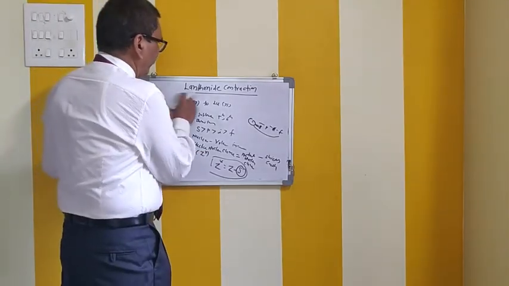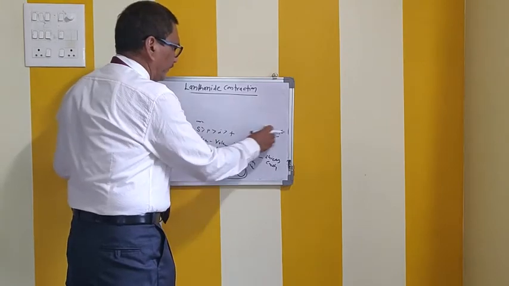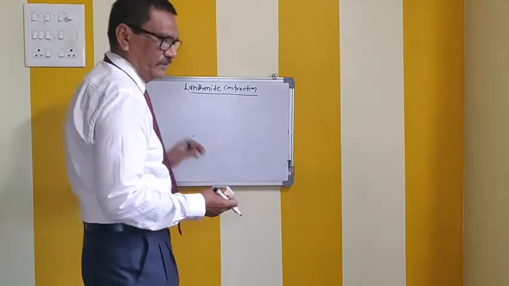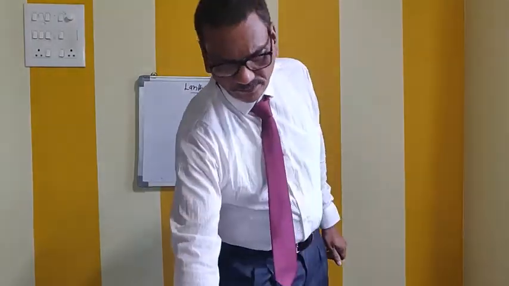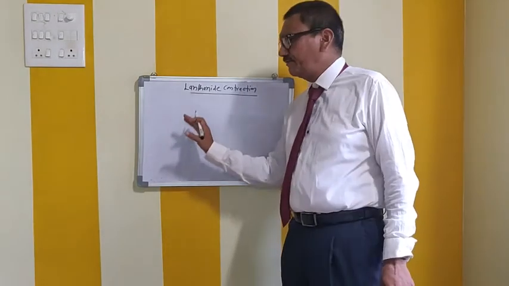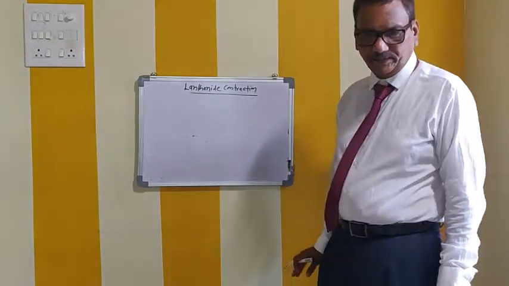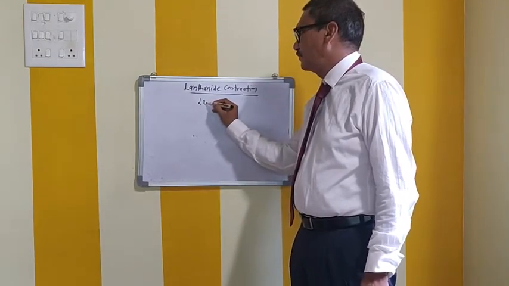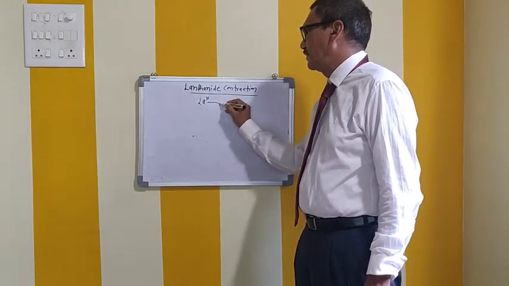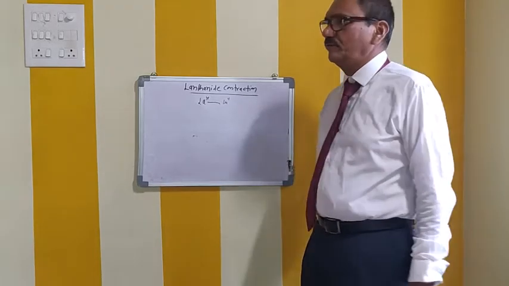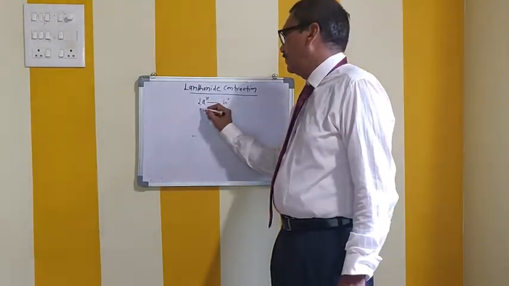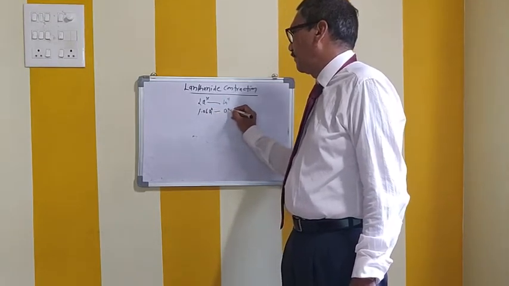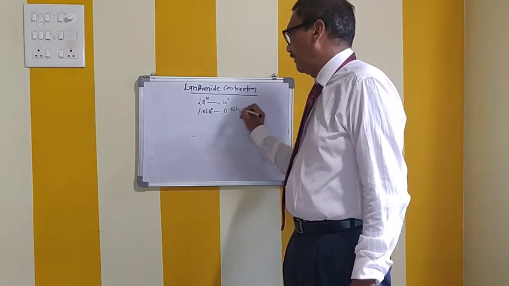So due to this, the effective nuclear charge on the valence electron increases. Then the atomic and the ionic size decrease steadily from lanthanum to lutetium. So this value is found to be 1.06 angstrom and it is 0.861 angstrom.